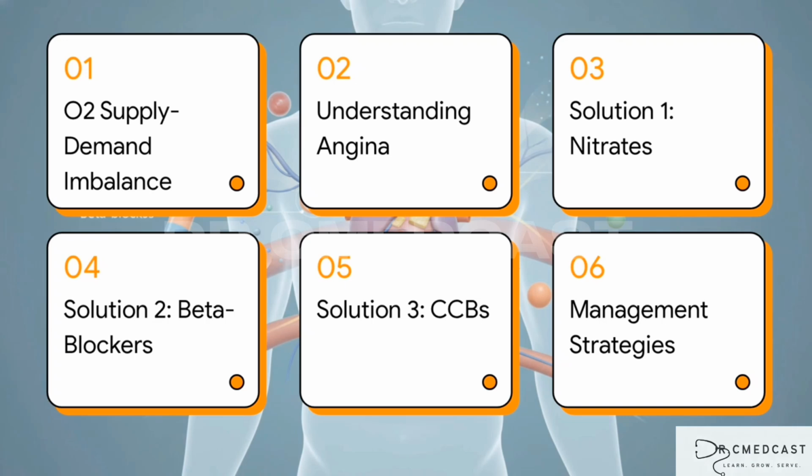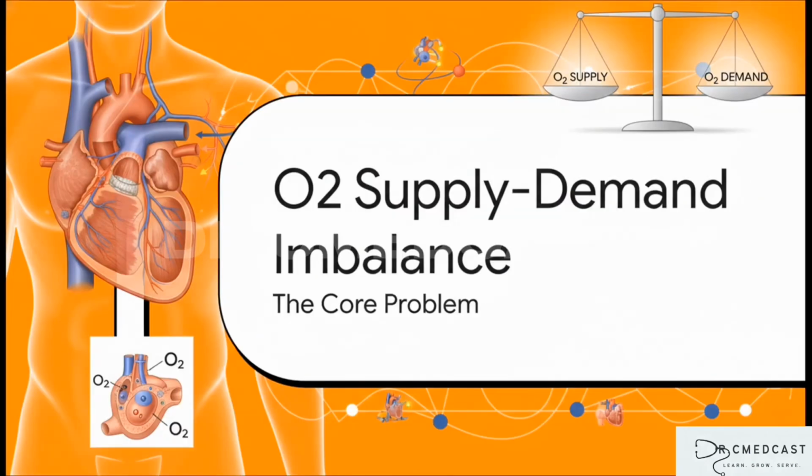So here's our roadmap. First, we're going to tackle the root of the problem, this whole oxygen supply and demand thing. Then we'll look at the three main pharmacological solutions we have in our toolkit. And finally, we'll see how it all comes together in real-world clinical strategies. All right, let's get right into it.